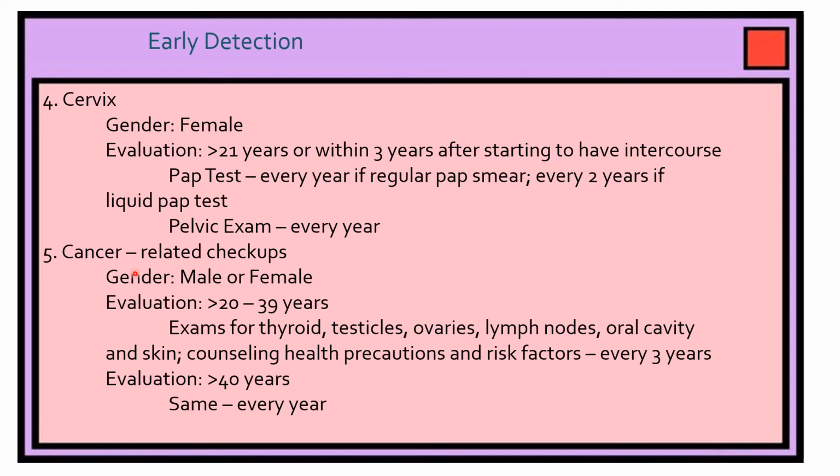So for any cancer-related checkups, especially for males or females who are 20 to 39 years old, it is important to have exams for thyroid, testicles, ovaries, lymph nodes, oral cavity, and skin, counseling, health precautions, and risk factors every 3 years. And of course, evaluation for those who are more than 40 years old should be every year.